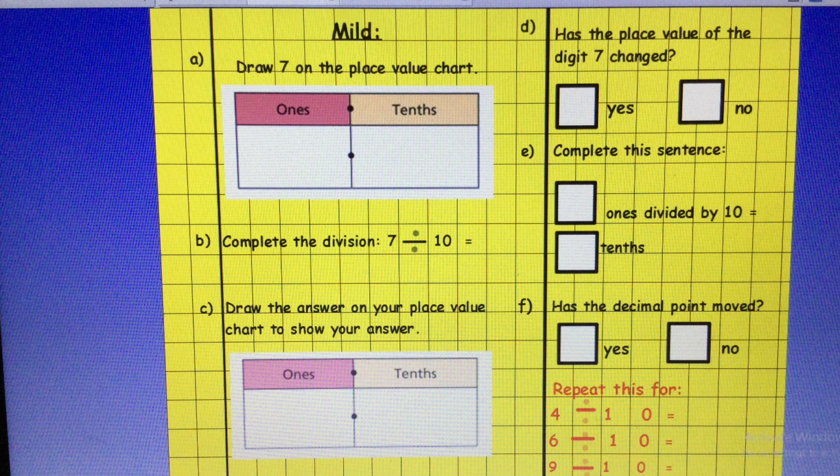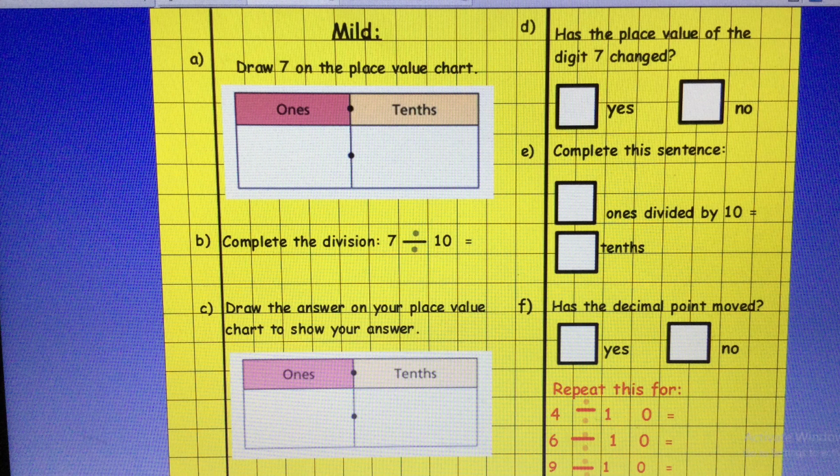Here is your challenge for mild today. There are 6 steps that you need to complete for 4 questions. Your first question is asking you what is 7 divided by 10, and these are the steps you need to take. For A, you need to draw the number on the place value chart. B, you need to complete the division. C, you need to draw your answer on your place value chart to show your answer. So the place value of your single digit number will change from ones to tenths.